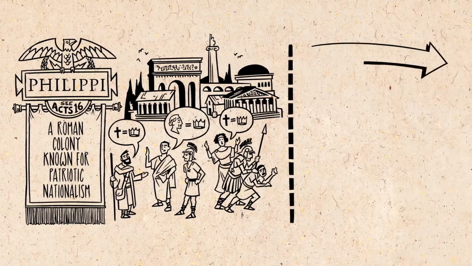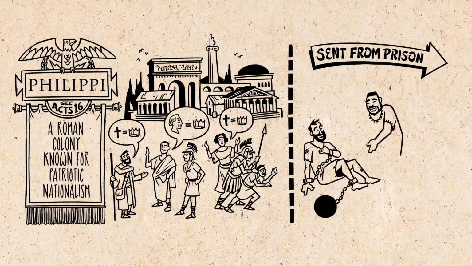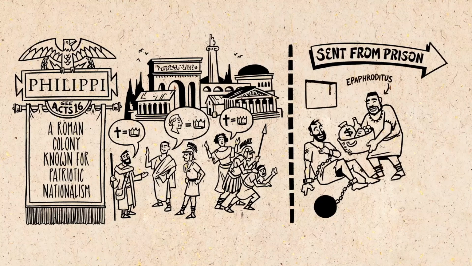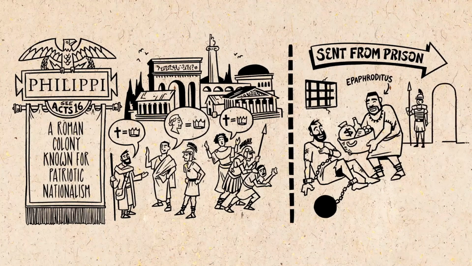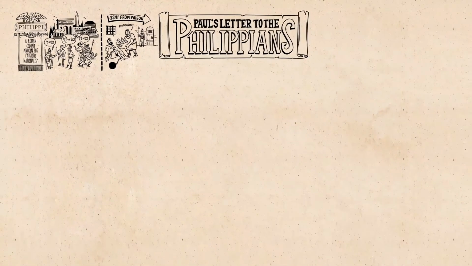Paul sent this letter from one of his many imprisonments, and for a very practical reason. The Philippians had sent one of their members, Epaphroditus, to take a financial gift to Paul to support him in prison. And Paul sent back this letter with Epaphroditus to say thank you and to do a whole lot more.